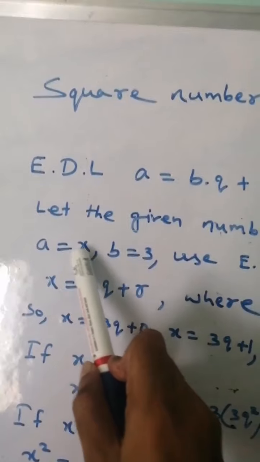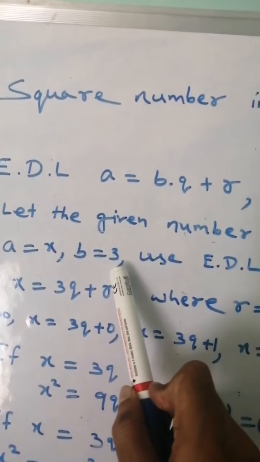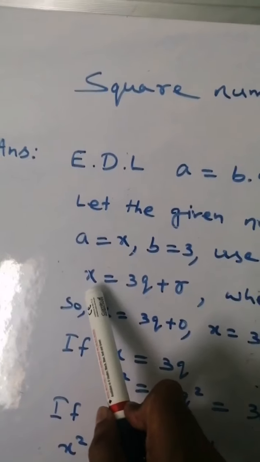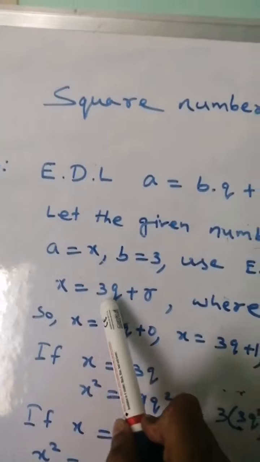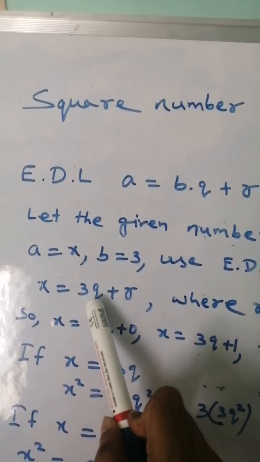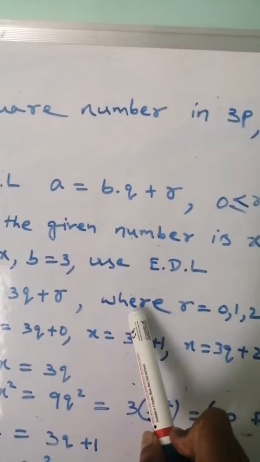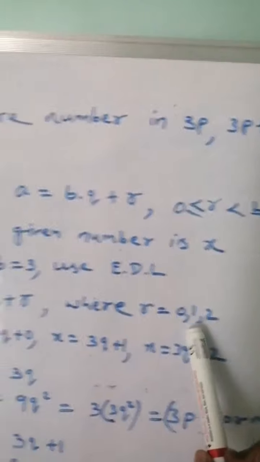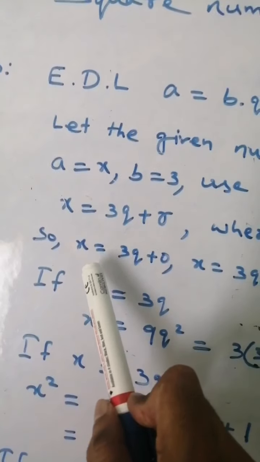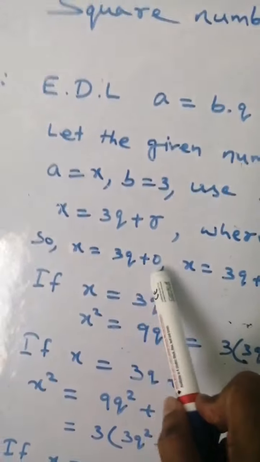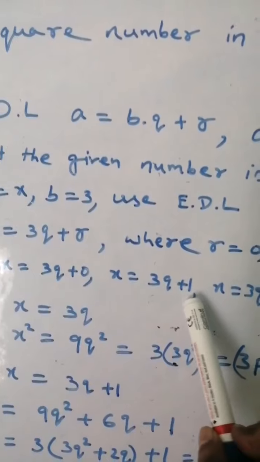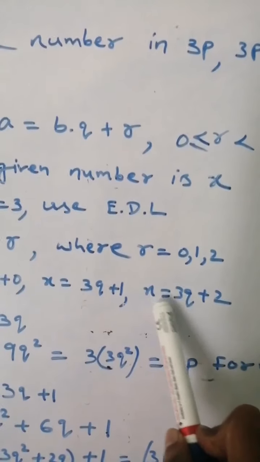and so dividend a is equal to x, divisor b is equal to 3, and we are using Euclid's division lemma. So x is equal to, that means a is equal to 3 into q plus r, b is 3 and remainder is r. So what is the possible remainder here? Remainder is 0 or 1 or 2 because it should be less than 3. So we have three cases arising. x is equal to 3q plus 0, that means remainder 0, or second case, x is equal to 3q plus 1, remainder 1. Third case, x is equal to 3q plus 2, remainder 2.